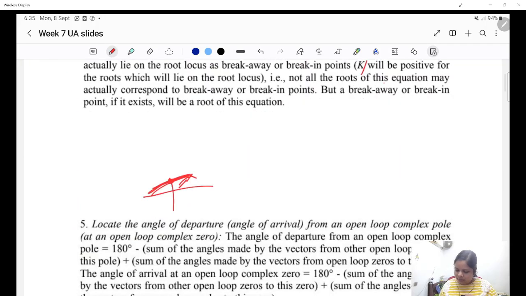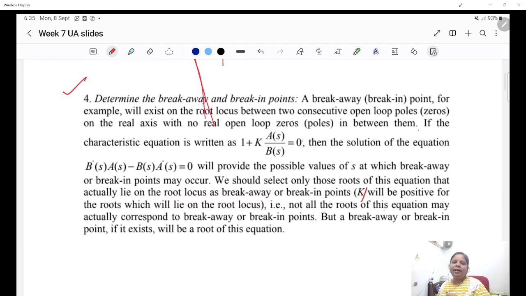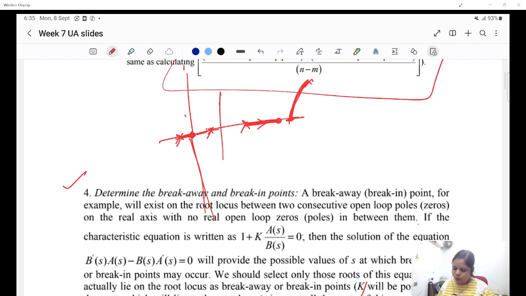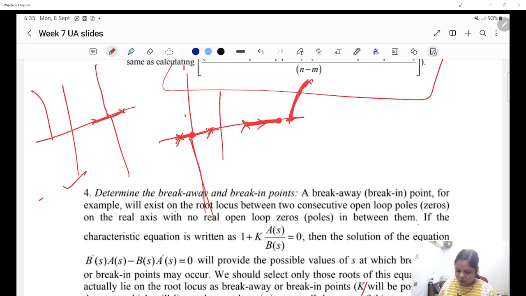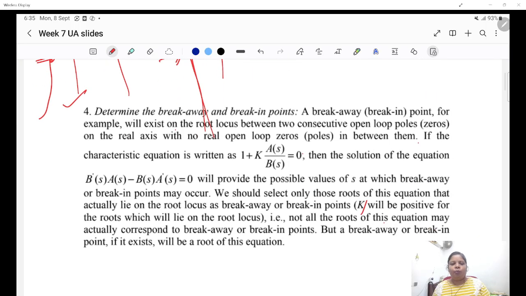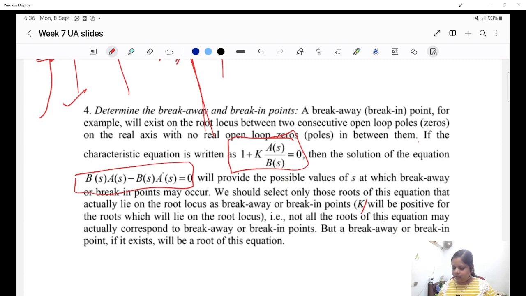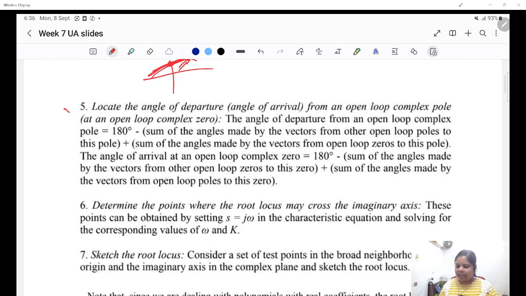After this we want to check what the breakaway or break-in point is. Breakaway or break-in points occur when there are two poles lying together and both of them have branches emerging. Both of them break away from here. If they are coming back, then both of them break in here and move in the opposite direction. So that is why there is a breakaway or break-in point. After solving this most important equation, you get to know if there is a breakaway point or break-in point present in the system or not. And then you locate the angle of departure.